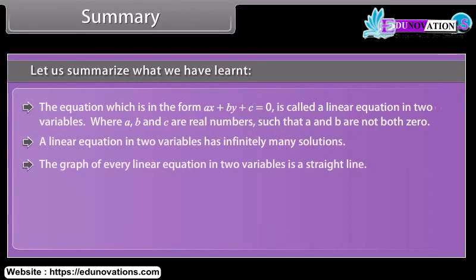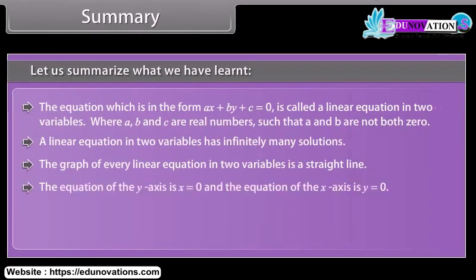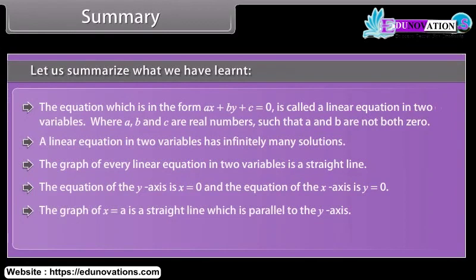The graph of every linear equation in two variables is a straight line. The equation of the y-axis is x = 0 and the equation of the x-axis is y = 0. The graph of x = a is a straight line which is parallel to the y-axis. The graph of y = a is a straight line parallel to the x-axis.